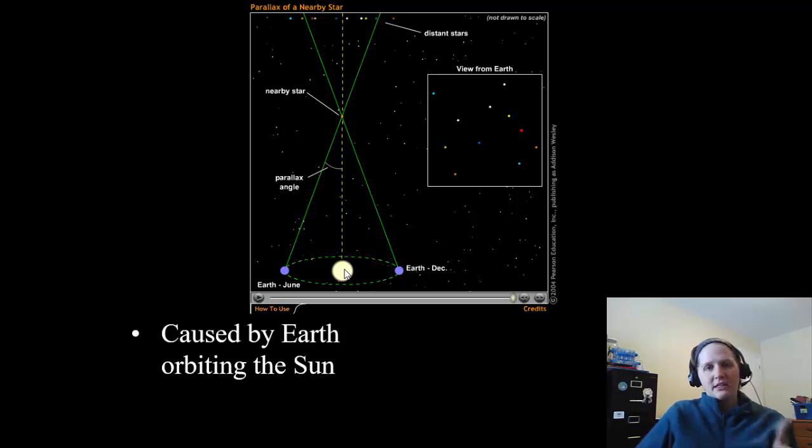Can you imagine that this red star was further away? If that red star was further away, it wouldn't shift as much along the background stars. So a more distant star has less parallax. A more distant star will shift less. That effect is what lets us find its distance.